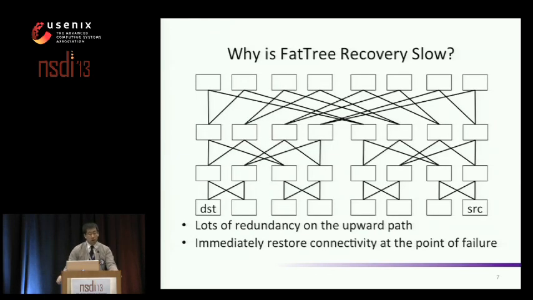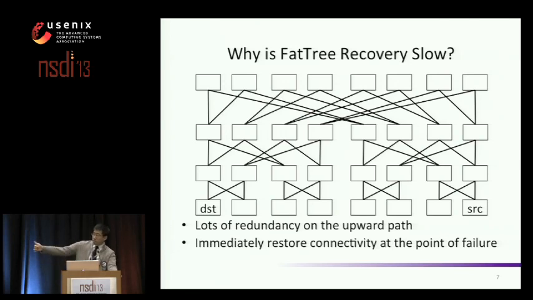But first, why is recovery slow in a FatTree? This diagram shows a fully provisioned FatTree where the boxes represent switches and the lines represent links between those switches. In this diagram, each switch has 4 ports for space purposes, and it's drawn in the way of the SIGCOMM 2008 paper, which is to say that subtrees are connected to consecutive roots.